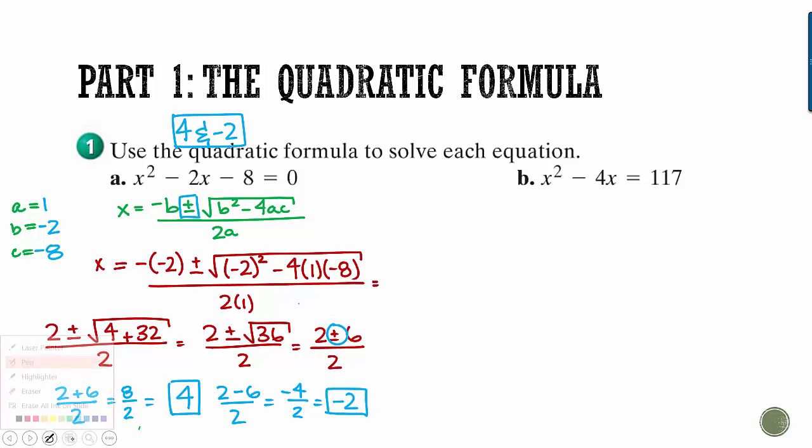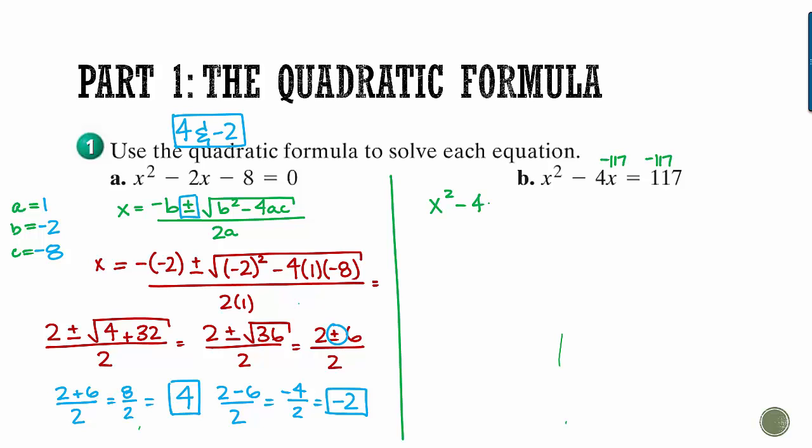So let's try another one. This one here, the first thing we have to do is get it into standard form. So I need to move this 117 over to the other side. So I end up with x squared minus 4x minus 117 equals 0. So now that it's in standard form, I can pick out the things that I'm going to plug into the quadratic formula. My value in front of x squared is 1. My b value is negative 4. And my c is negative 117.